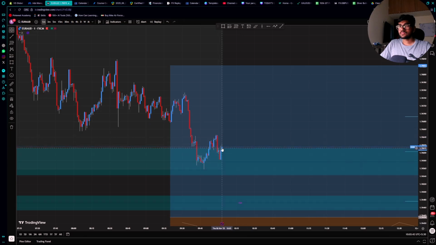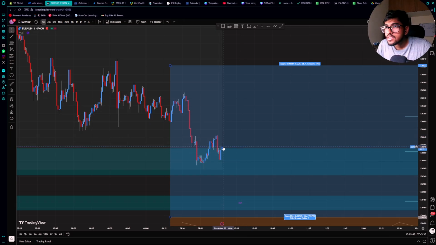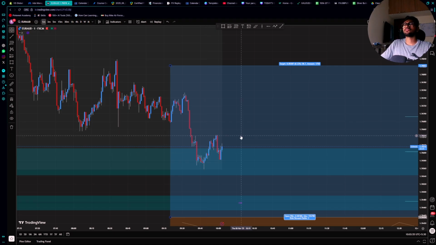So this will be a swing. Okay, we can consider this as a swing. So you can see we have a change of character and a break of structure. So I should be entering here.